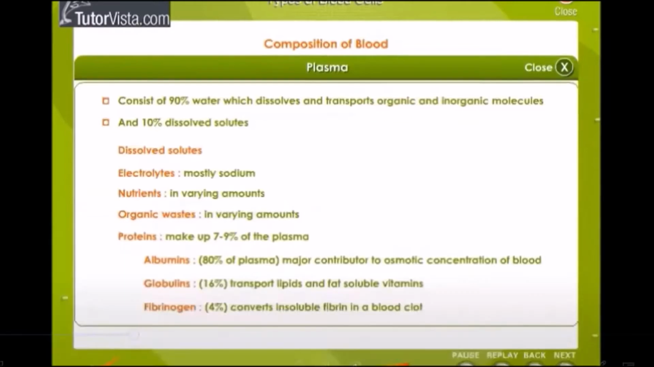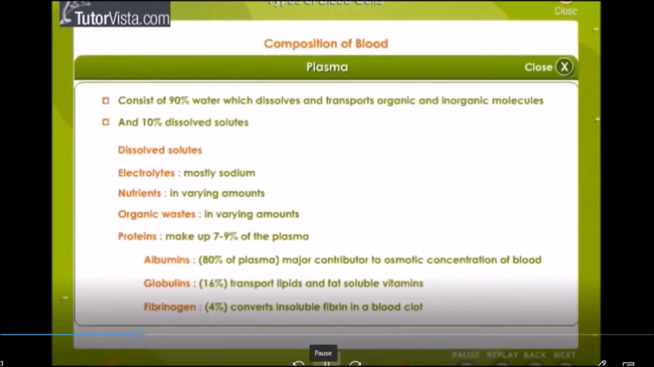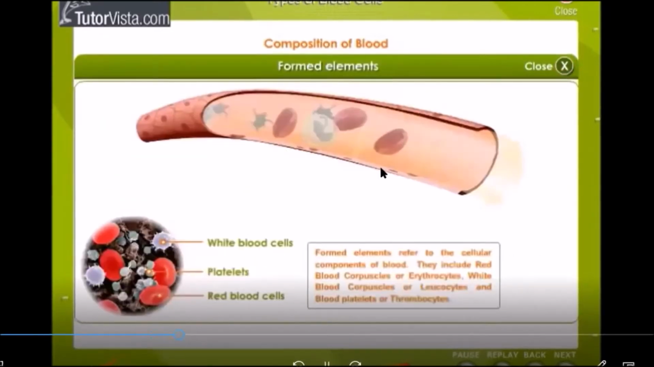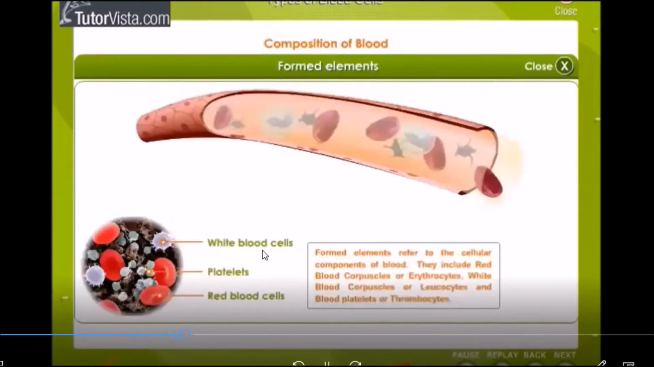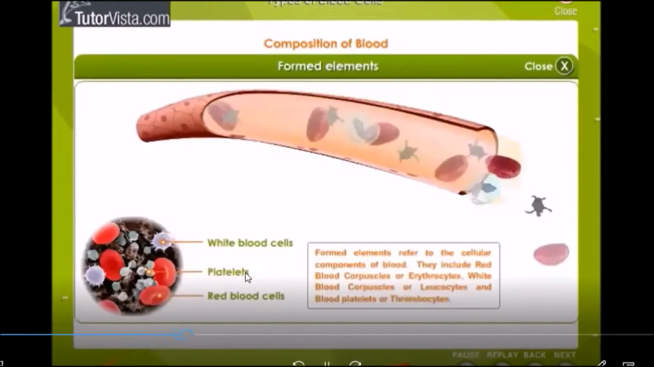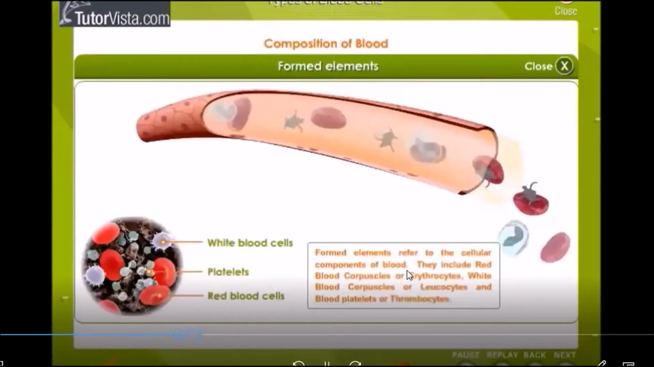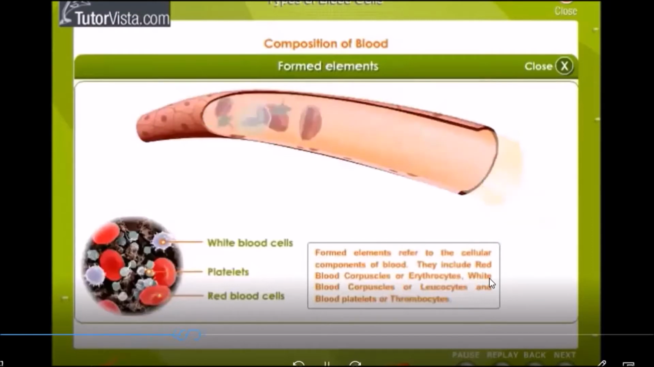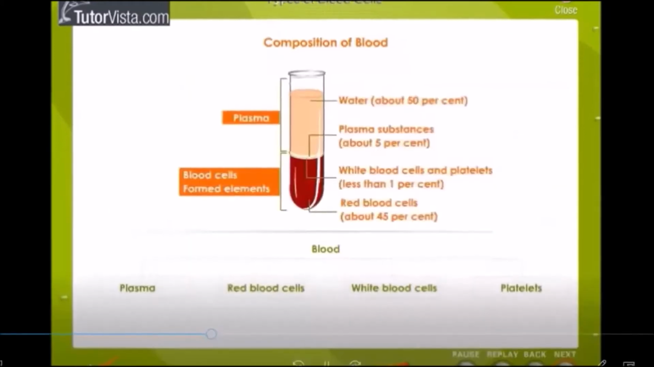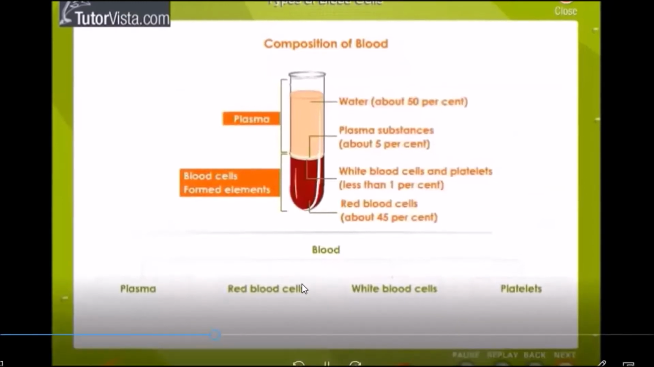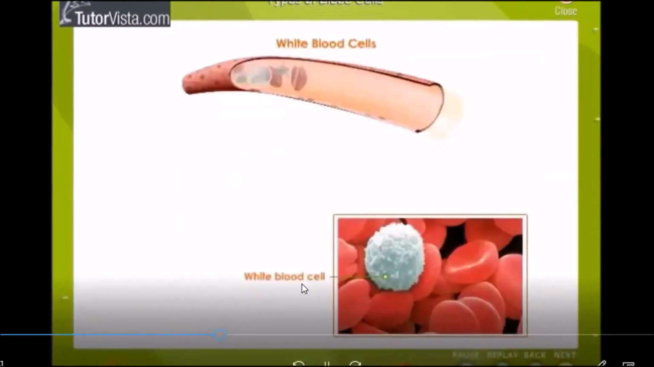The next component of the blood is your formed elements, or the blood cells. Let's have a look at them. These are your formed elements present in your vessels. They include white blood cells, red blood cells, and platelets. Formed elements refer to the cellular components of blood. They include red blood cells or erythrocytes, white blood cells or leukocytes, and blood platelets or thrombocytes. Okay, so what RBCs are was discussed already in the previous lecture. Let's continue with the WBC. I'll give a sum up of RBC after this WBC.